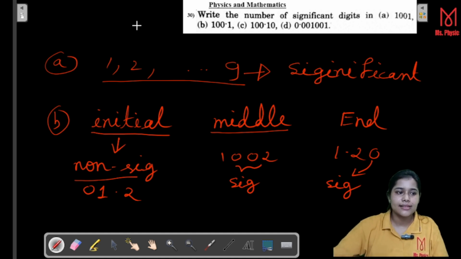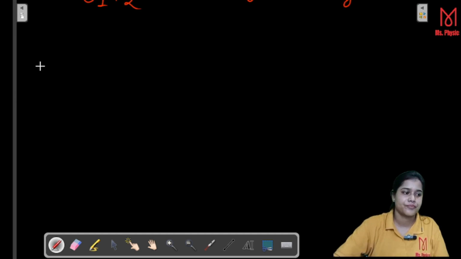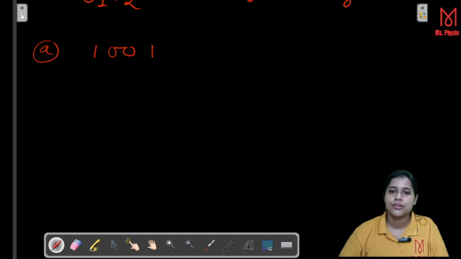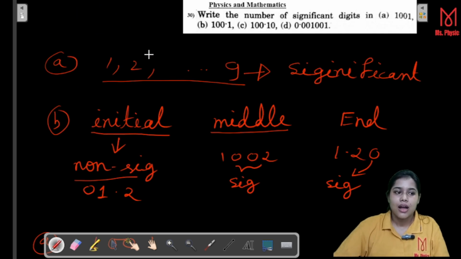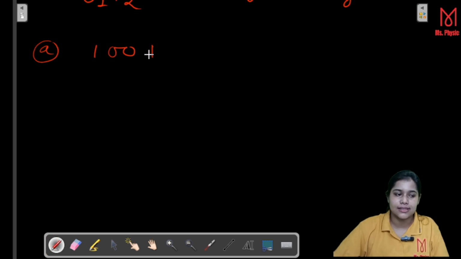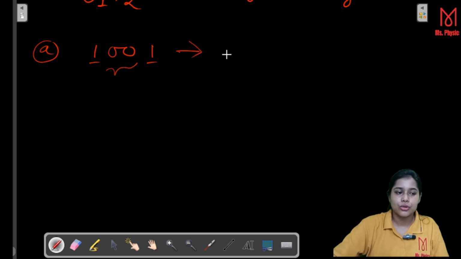So I hope now we can start the numerical, that 1001. The first one is 1001. This is your numerical. Now here you have to write the number of significant digits. One is significant, another one is significant, and these zeros are placed in the middle of them. That means 1, 2, 3, 4. The total number of significant digits is 4. This is the answer. Clear?